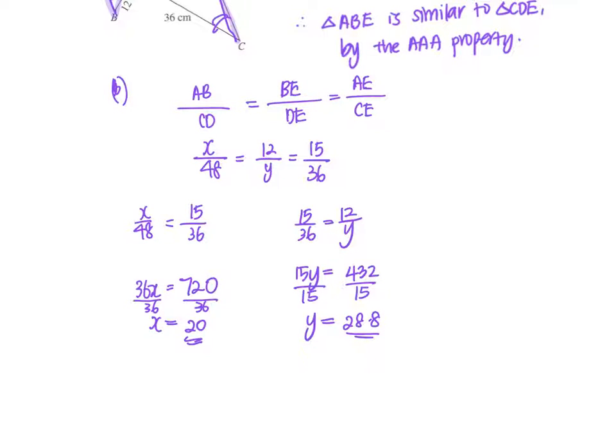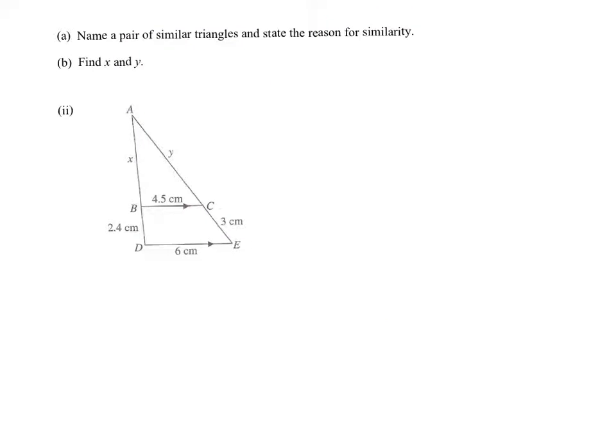Have you gotten the answer? Now let's try the next question. Question number 2, name a pair of similar triangles and state the reason for similarity. Before we begin, as usual, we do the labeling. So I have the small triangle ABC, and it will correspond to ABC and ADE. So A is a common point, a common angle.